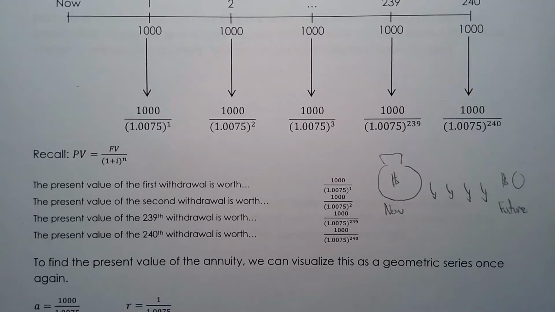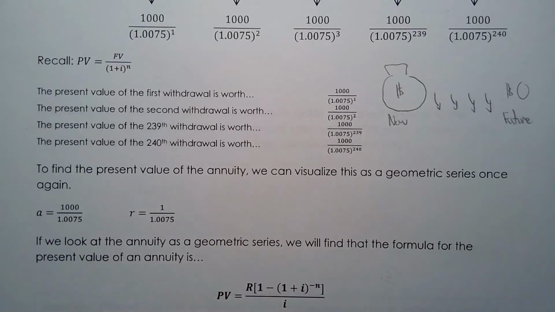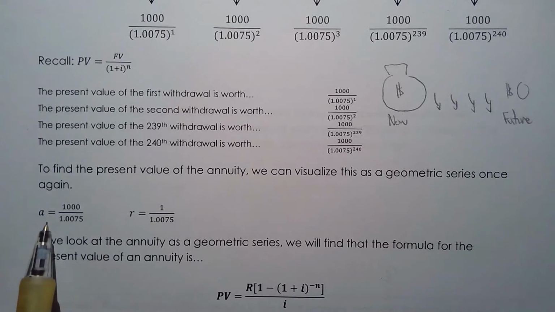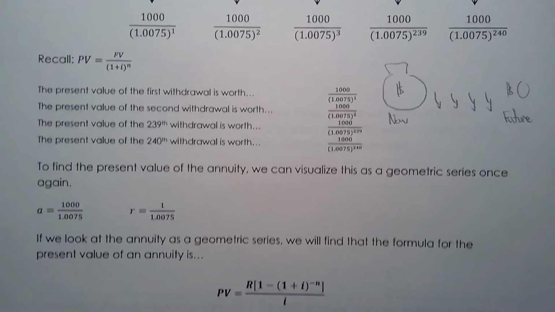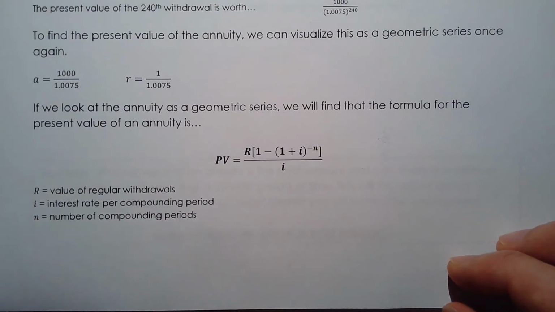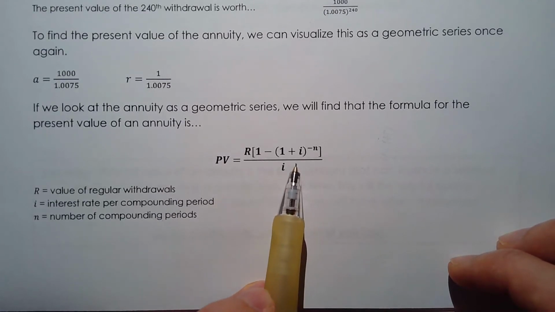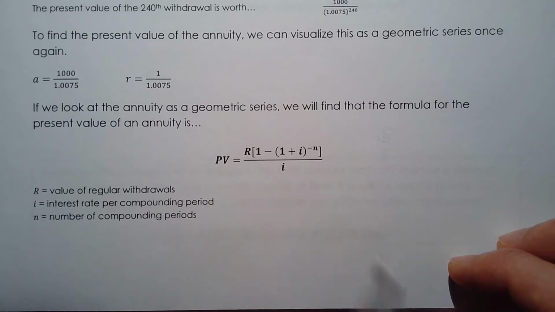So anyways, back to the point. The present value of each of these withdrawals will make up a geometric series. So using the geometric series formula and knowing A, knowing R and knowing N, you can create the present value of annuity formula. I would highly recommend you try to create the formula yourself. R is the value of the regular withdrawal. I is the interest rate per compounding period, just like last time. So everything is very similar to what you did in the previous lesson for future value of an annuity.